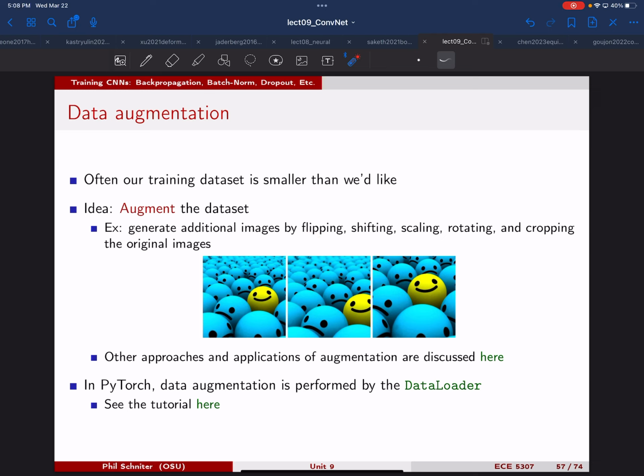Another thing you can do is change the colors, like you can alter the colors in this image, color jitter, and maybe that's an allowable change. So it's a way of artificially increasing the size of the data set, and usually we see more data leads to better performance.